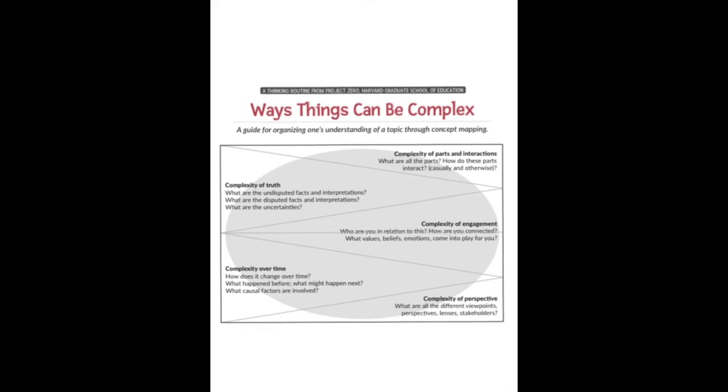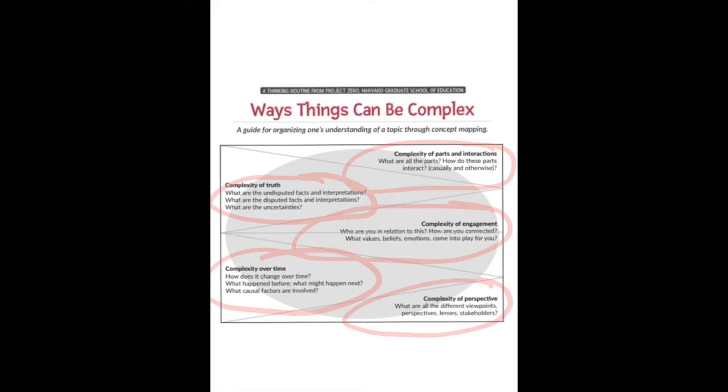This routine is split into 5 sections: complexity of parts and interactions, complexity of truth, complexity of engagement, complexity over time, and complexity of perspective. There are questions for each section that guide student thinking and allow students to more confidently populate each section of the routine.